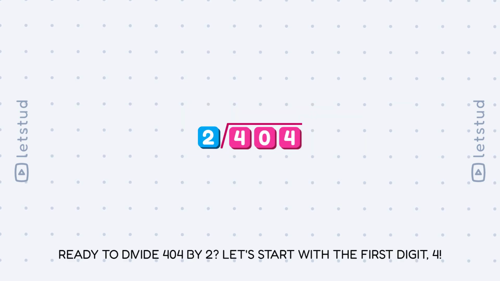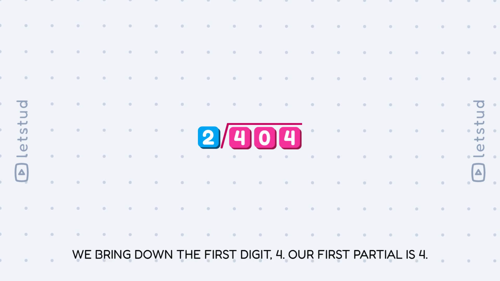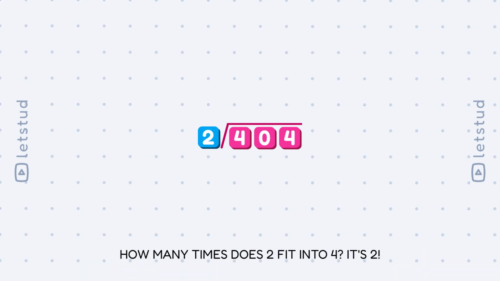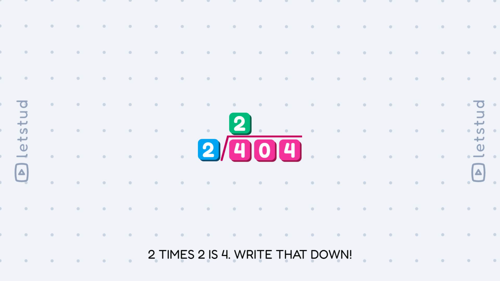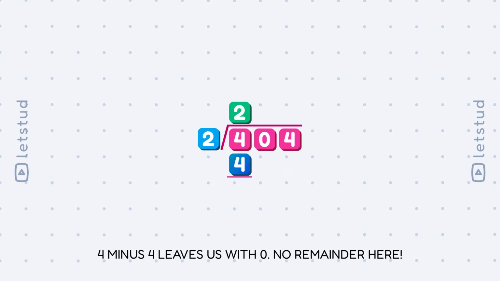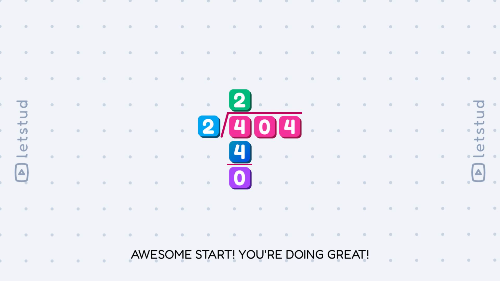Ready to divide 404 by 2, let's start with the first digit 4. We bring down the first digit 4, our first partial is 4. How many times does 2 fit into 4? It's 2. 2 times 2 is 4, write that down. 4 minus 4 leaves us with 0, no remainder here. Awesome start, you're doing great.